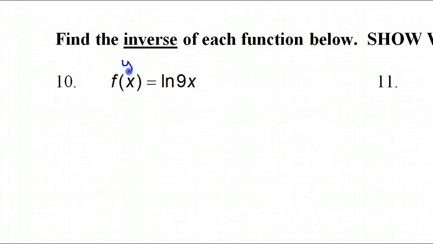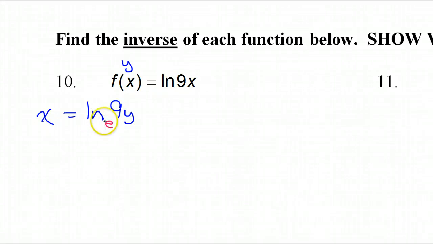Now, remember, finding the inverse, first of all, this is basically y. It has 2 main steps. We switch x and y, and then we solve for y. So here I am switching x and y. That's going to give me x equals natural log 9y. Now I need to solve for y. So I'm going to do that by rewriting this in exponent form. I'm going to need the base. So please understand that natural log is invisible base e.